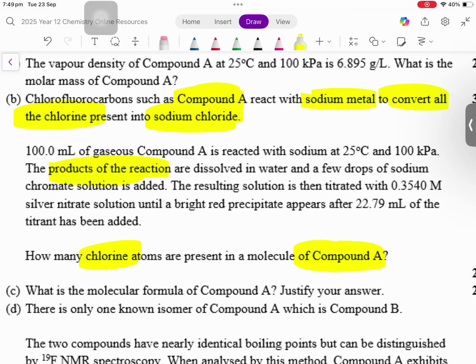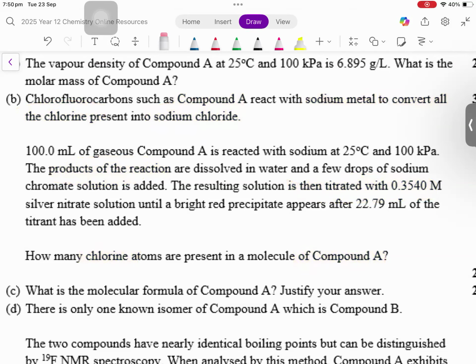Okay, the products of the reaction get titrated. All right, so what that tells me is this, guys, I'm going to deal with my titration data. That's going to give me information about sodium chloride. Okay, that's not going to give me information about chlorine itself. However, guys, all of the chlorine present gets converted into sodium chloride. Yeah? So I'm going to get the amount of sodium chloride and that will tell me the amount of chlorine. Okay? So keep that in mind. I'm going to deal with my titration now. We'll get to sodium chloride and then we'll talk about compound A again.